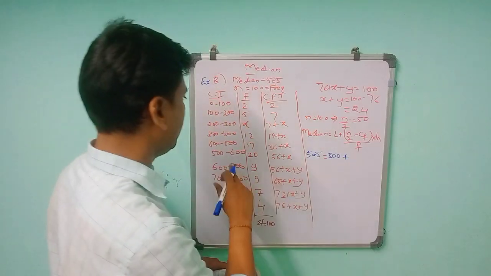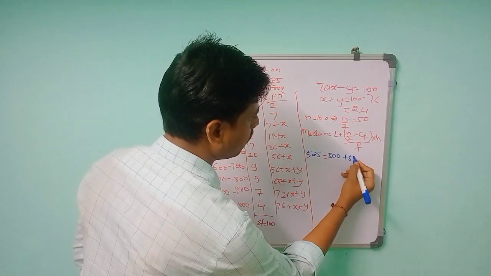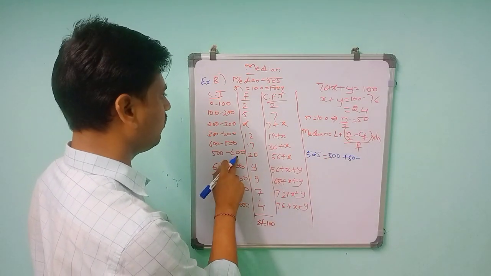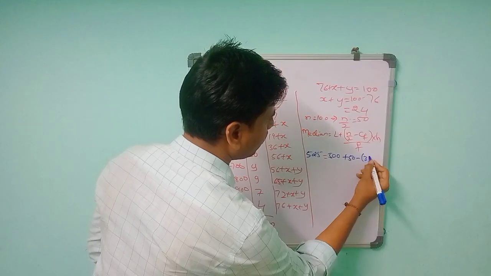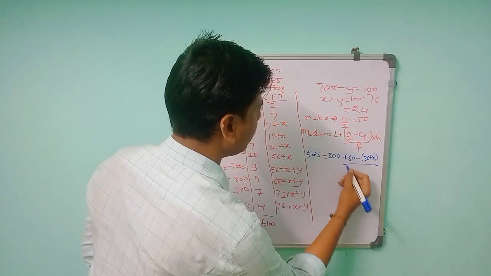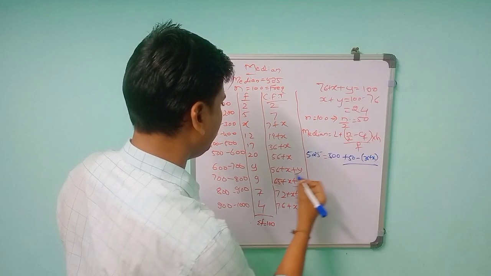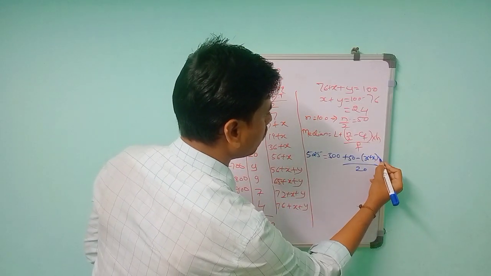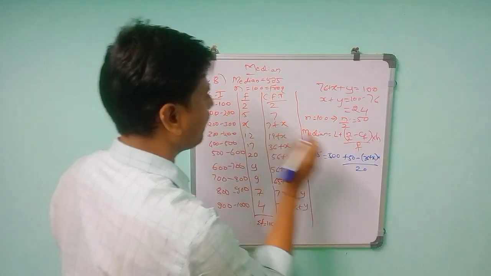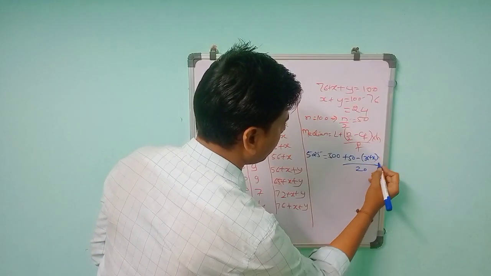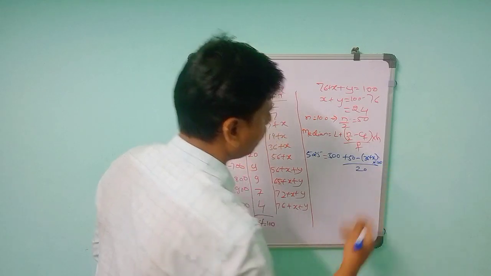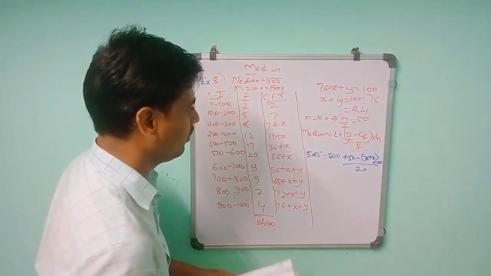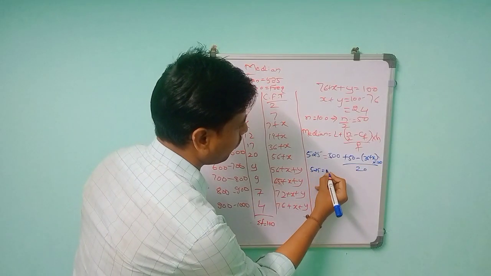Then plus n by 2, which is 50, minus cf, the cumulative frequency of the preceding class, which is 36 plus x. Then divided by f, the frequency of that class, which is 20, into h, which is 100. So 500 plus (50 minus (36 plus x)) divided by 20 into 100. This will give you 525.